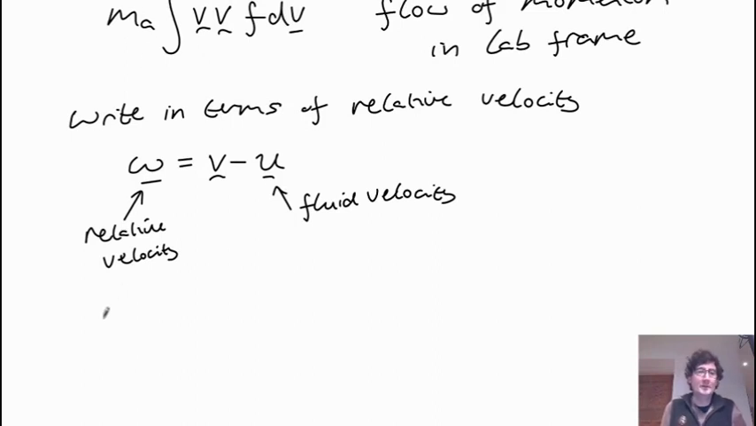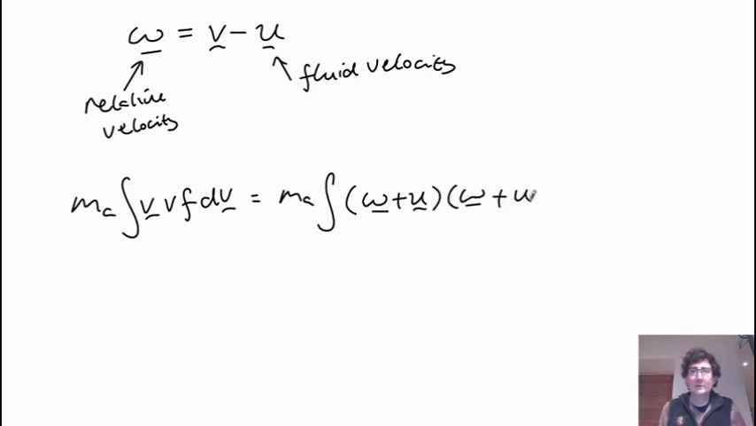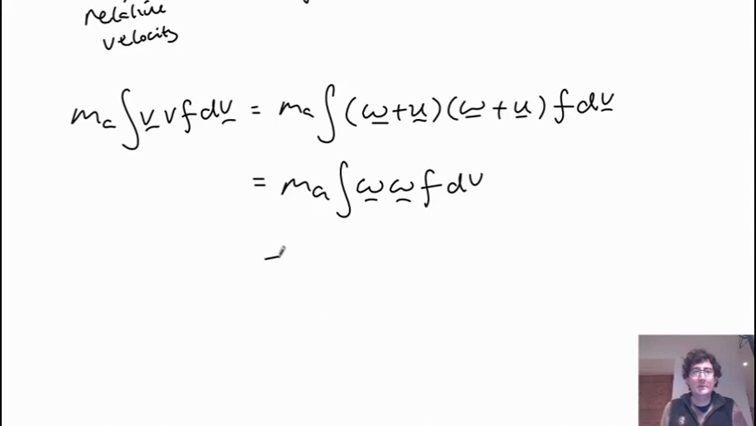And so we can write this term out here. So m_a integral v v, so this term we can just expand out by substituting this in here. So this is m_a integral, we have w plus u, and w plus u, and then f dv. So this is going to expand obviously into a few different terms. So the first term we have m_a with a w squared term. Next we will have terms involving m_a, now we have a w u and a u w.